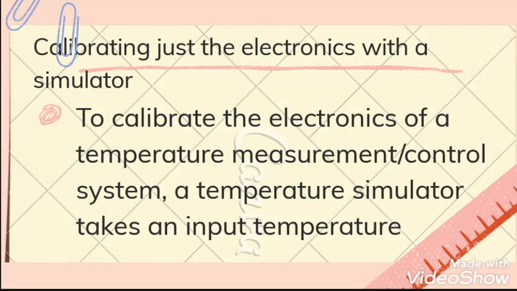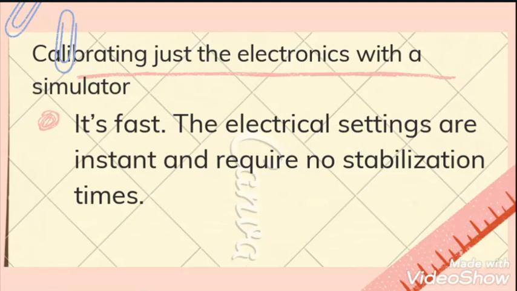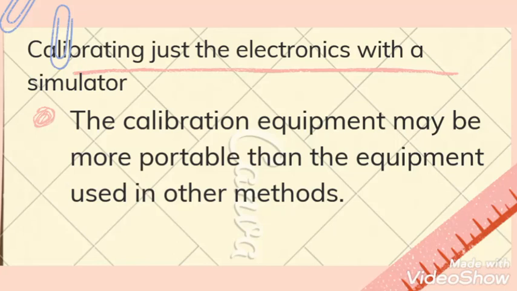Calibration, just the electronics with the simulator. To calibrate the electronics of a temperature measurement control system, a temperature simulator takes the place of a sensor and simulates the corresponding thermocouple voltage or resistance of the RTD based upon accepted national tables. So we will simulate our transmitter with the calibrator. It is fast, the electrical settings are instant and require no stabilization time. So this is a fast way by just simulating the electronics.